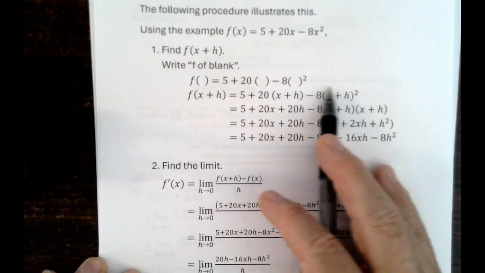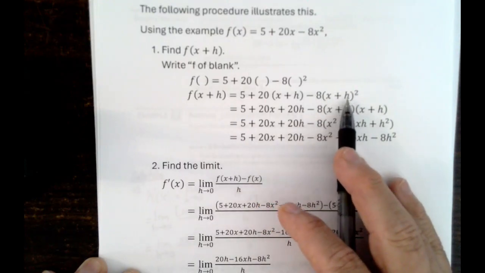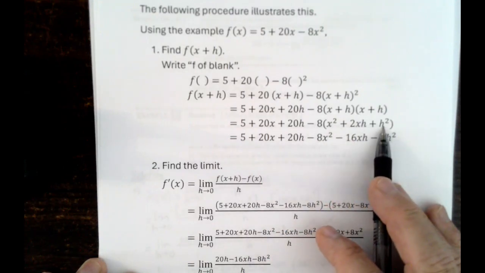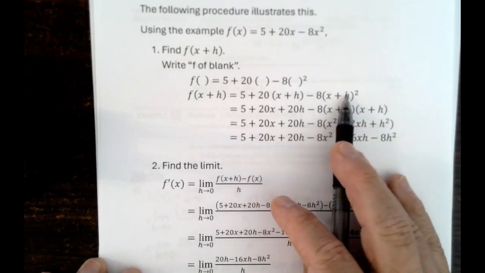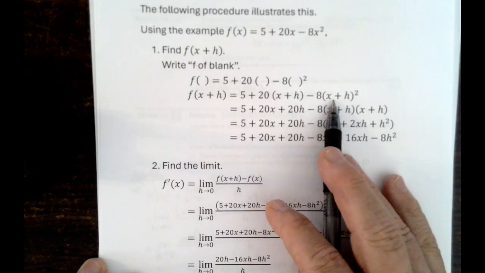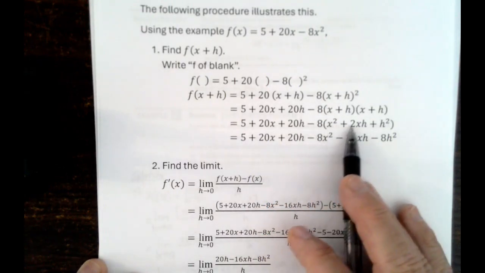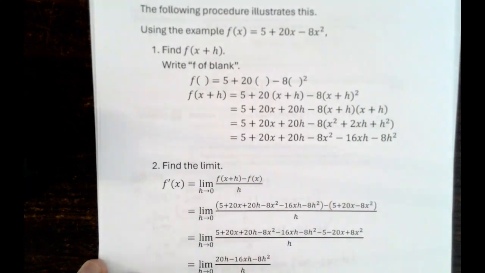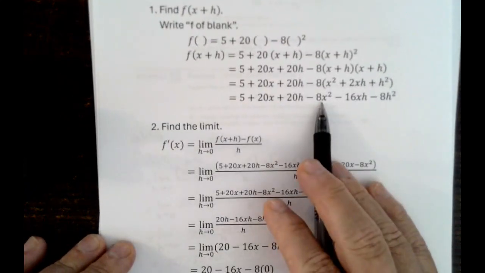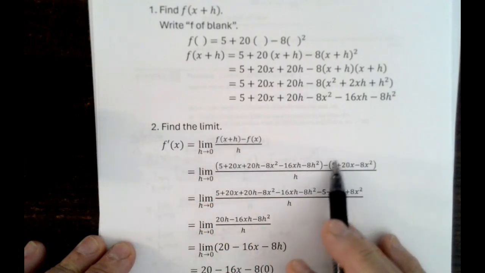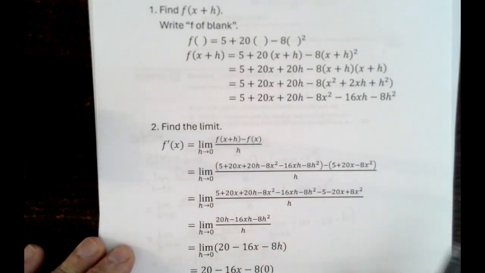Now you have to be careful here, especially because x plus h squared ends up being x squared, 2xh, and h squared. You're going to get the x squared, the h squared, and then your middle term is xh and xh, meaning two of them. Distribute that minus 8, and you get this. Alright, so now here's your f of x plus h, which goes right there. It replaces this. Here's the original function itself over h.